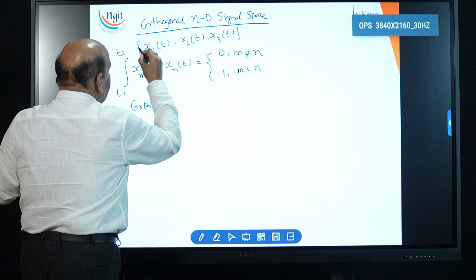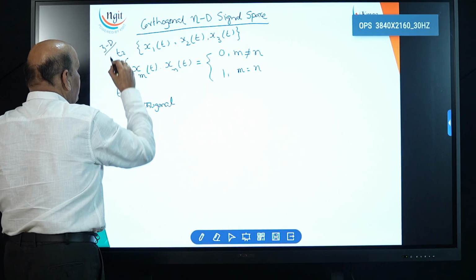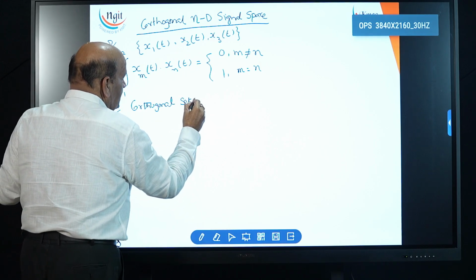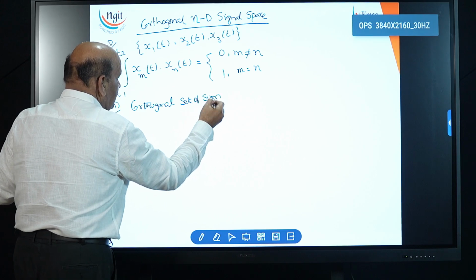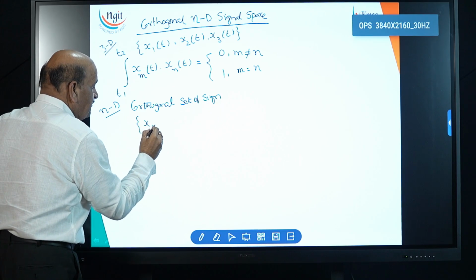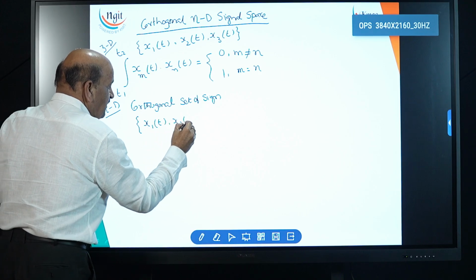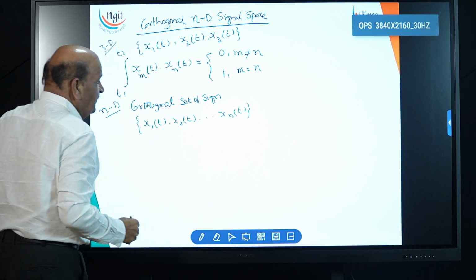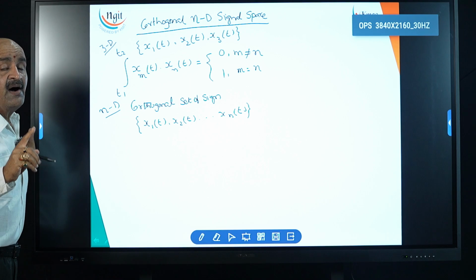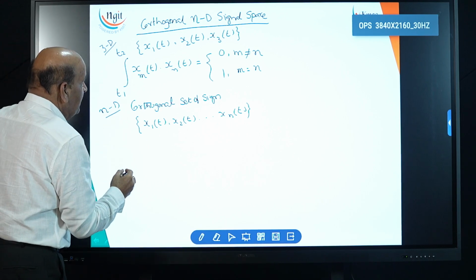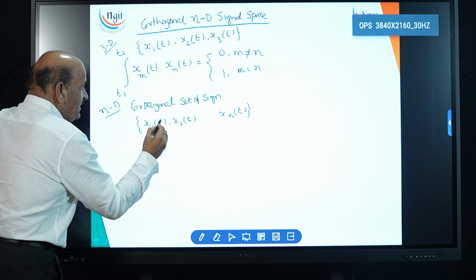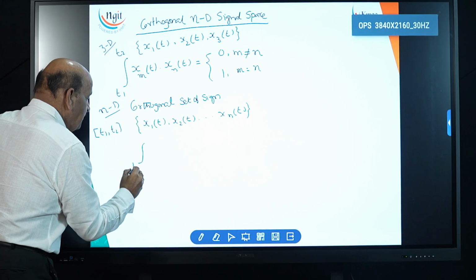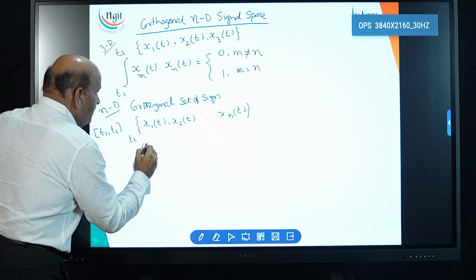This is, for example, a 3-dimensional case. Now we are giving the direct definition for n-dimensional. Orthogonal set of signals. Let us consider a set x1 of t, x2 of t, etc., xn of t. All these are orthogonal vectors. Orthogonal, the word is very important. Orthogonal set of vectors. This implies what happens over the interval t1 comma t2. Now this condition over t1, t2 is the condition.